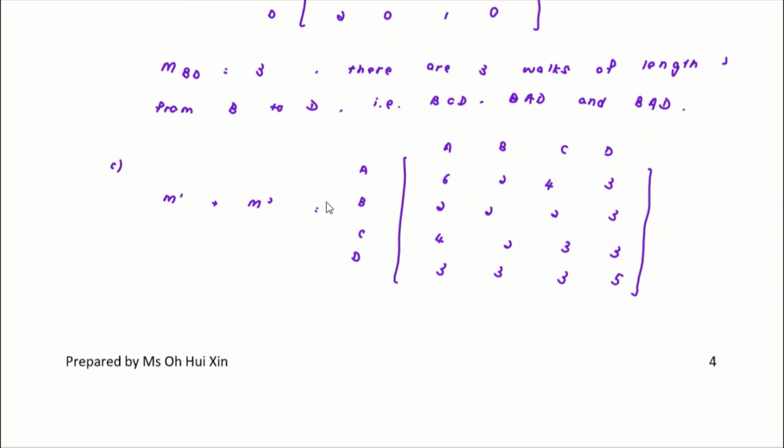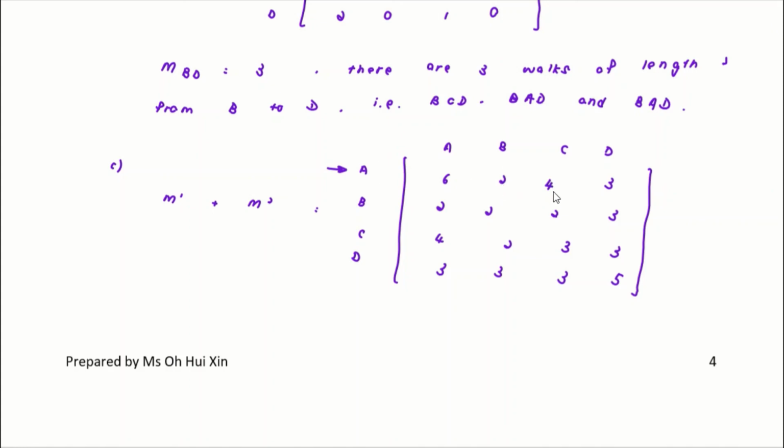So you can see you travel from A, right? Which means that you are looking at the row A. So when you're looking at the row A, then you check. From A to A, there are 6 routes, either length 1 or length 2, that allow you to travel from A to A. The 2 here means that there are 2 walks of length 1 or 2 that allow you to travel from A to B.